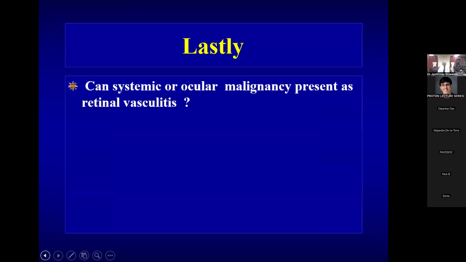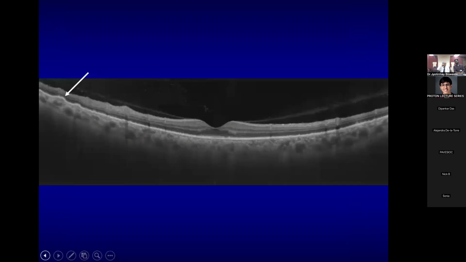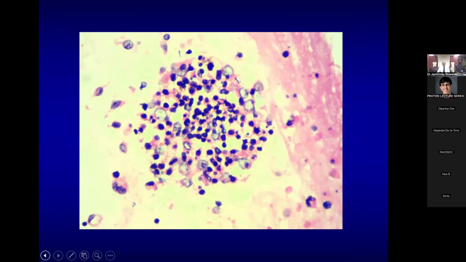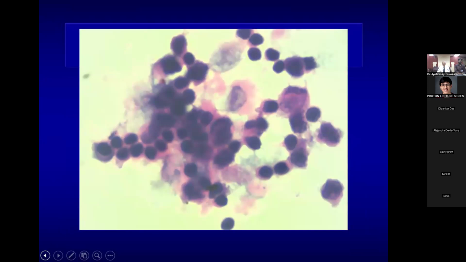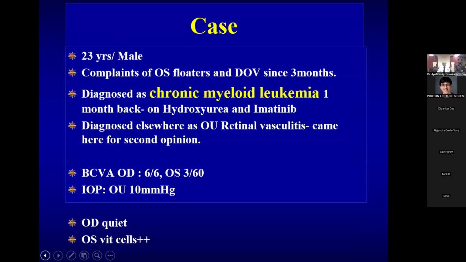Can systemic or ocular malignancy present with retinal vasculitis? This is a patient of primary vitreoretinal lymphoma presenting with retinal vasculitis, and optical coherence tomography showed sub-RPE infiltrate. In the vitreous biopsy, MYD88 mutation was positive for L265P mutation, and the vitreous biopsy showed atypical lymphoid cells, which were found to be B cell positive. And these were the atypical lymphoid cells from the vitrectomy specimen. Immunohistochemistry showed predominantly B cells, CD20 was positive.